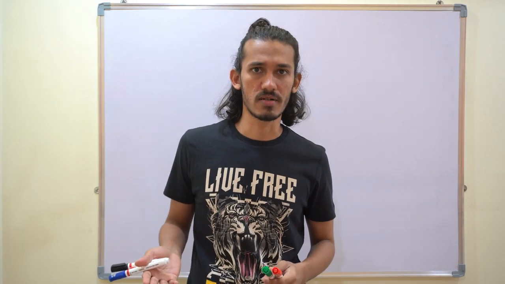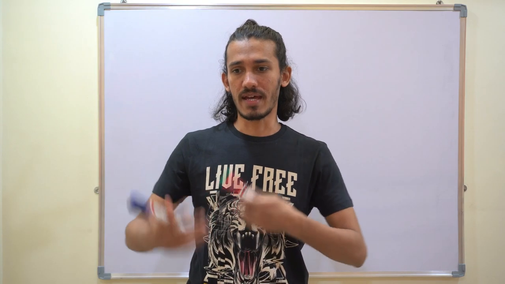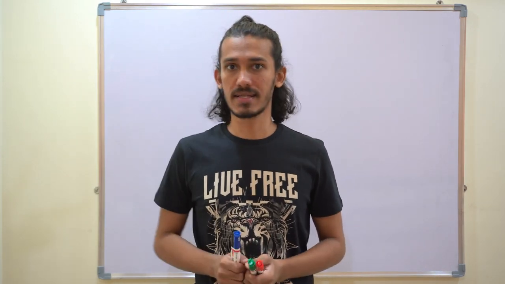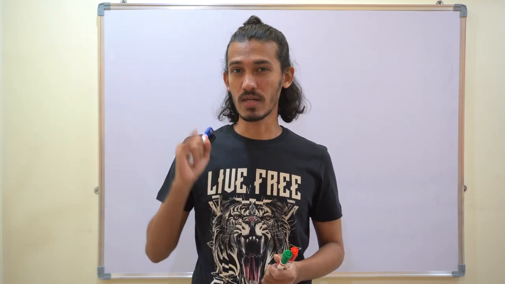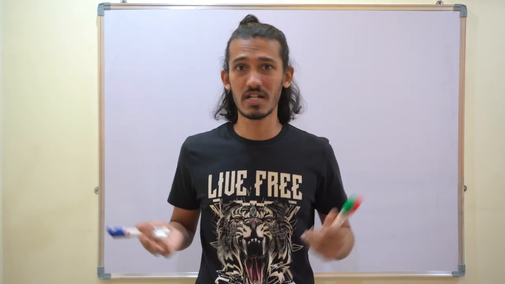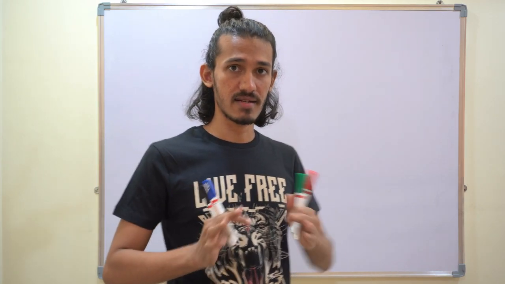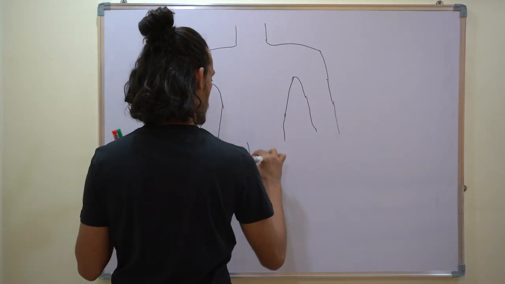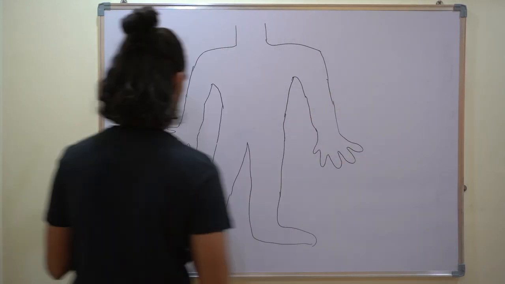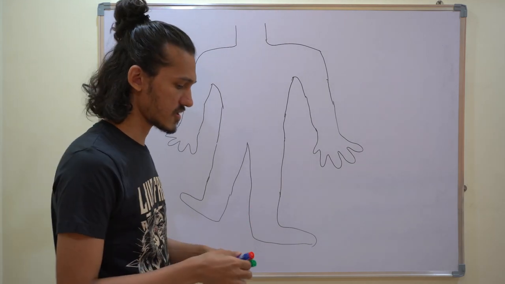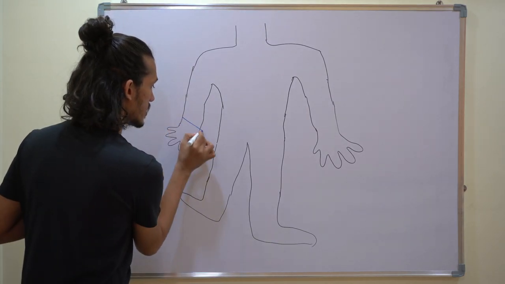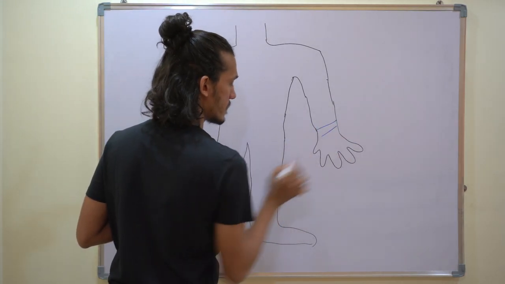Einthoven was the first one who discovered and brought about the process of ECG. What he used were bipolar limb leads: lead 1, lead 2, lead 3. What did he do? To understand that, just take a look over here. What he did was, he placed an electrode over here, and over here.